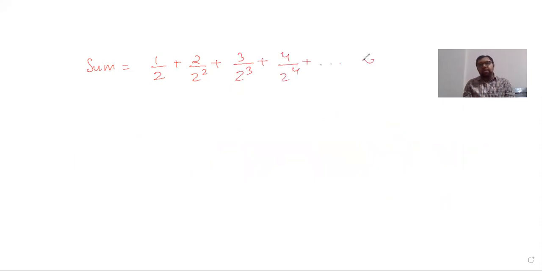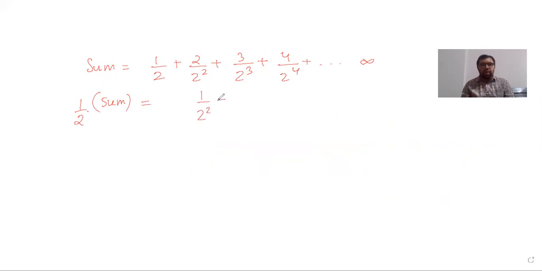Up till infinity. Whenever you have this series, what we do is multiply the sum by the common ratio. If you focus on the GP, the common ratio of the GP is half. So you multiply the sum by half, so half into sum. When you multiply each term of the series by half, you write each term one step on the right. When you multiply this term by half, you get 1 upon 4.